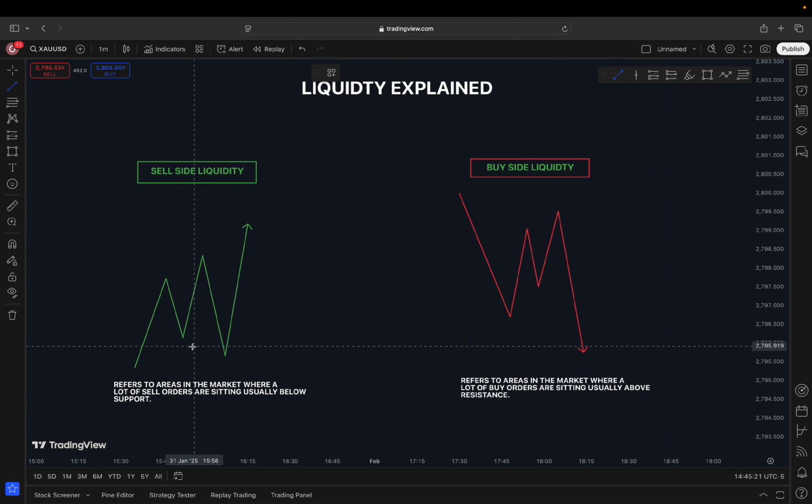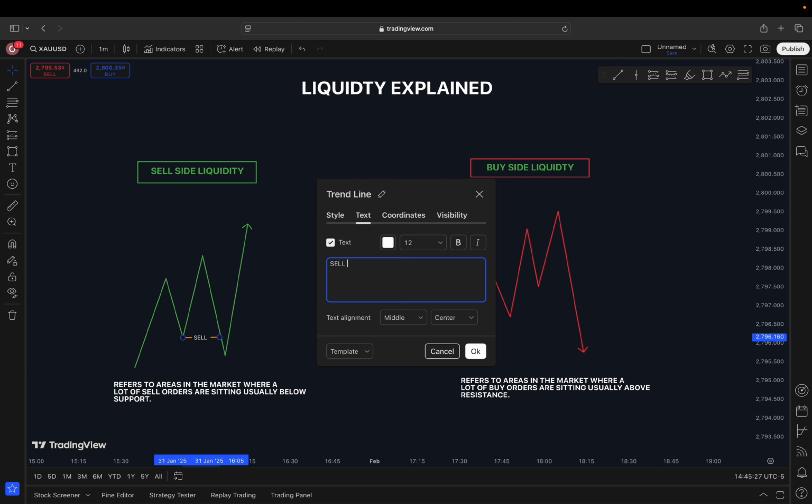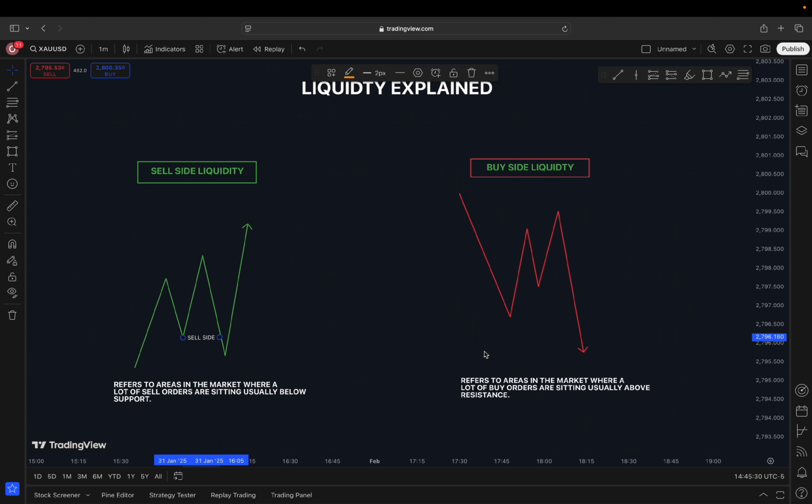As I can see right here in the market, we have some sell-side liquidity, so I'll mark that out. What essentially happens is smart money and institutions come and take price out. So people who have stop losses at these lows right here will get manipulated and price will take them out, and then later price will just reverse to the upside.